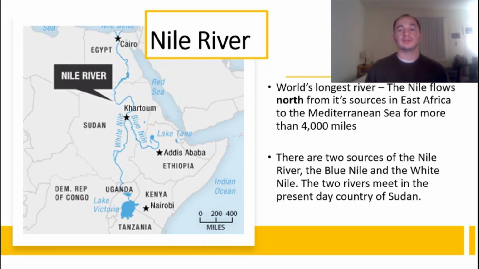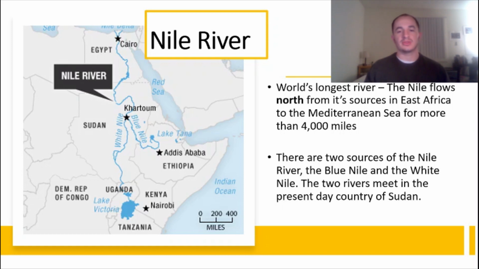The two sources of the Nile River, the Blue Nile and the White Nile, these two rivers meet in present-day Sudan. So when we look at a map, it starts with the Nile River being very strong in Egypt, and then it forks, and we see a split, and it goes one into modern-day Ethiopia, and then one to Lake Victoria, surrounded by a bunch of different countries like Uganda, Burundi, Rwanda, Kenya, and Tanzania.